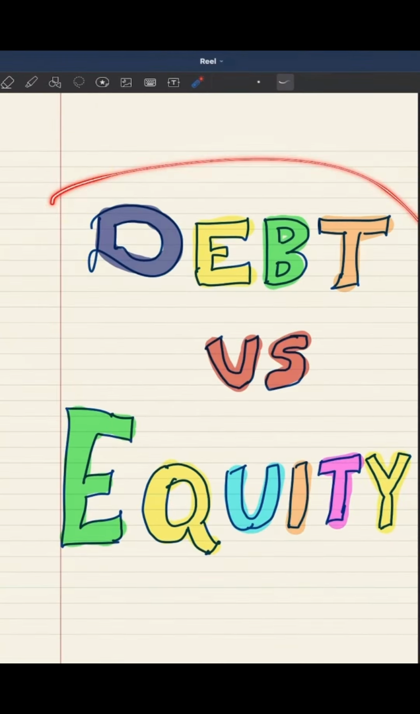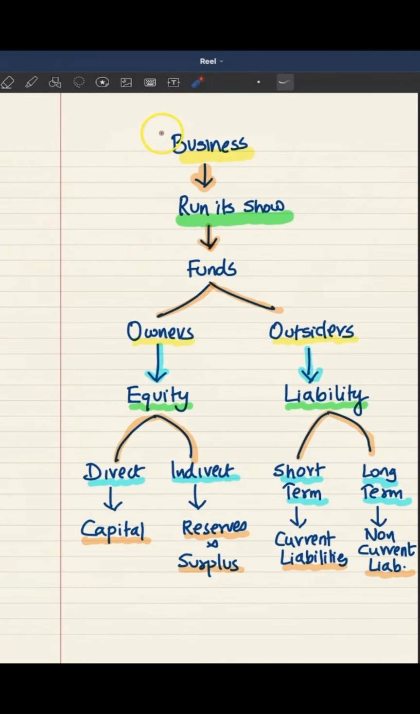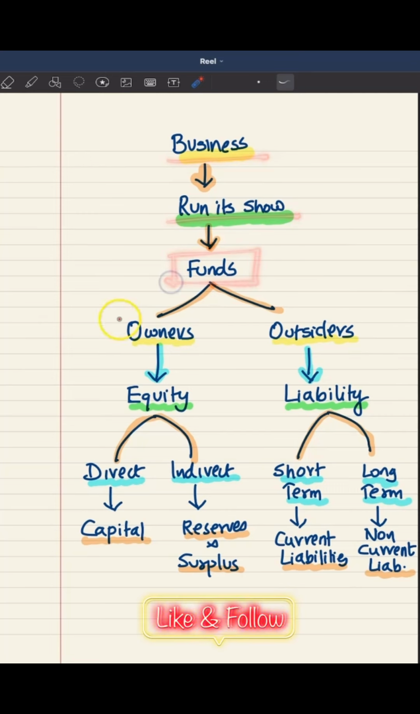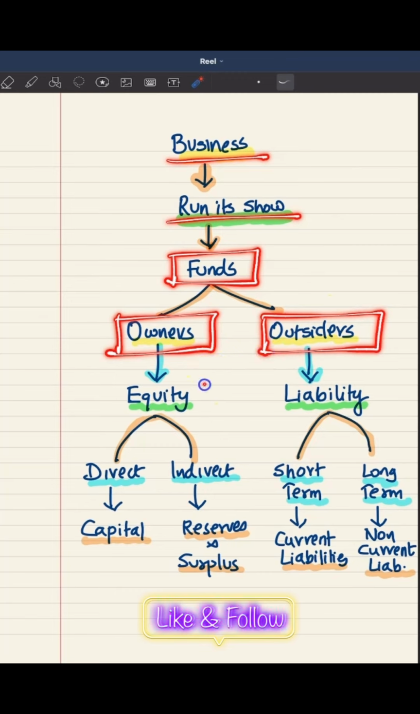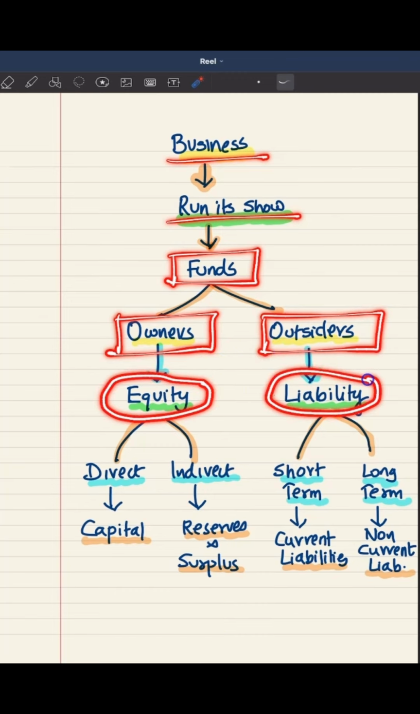Let us understand the difference between debt and equity. Every business, in order to run its show, needs funds. These funds can come from owners, or they can come from outsiders. When it comes from owners, we call it equity. When it comes from outsiders, we call it liability.